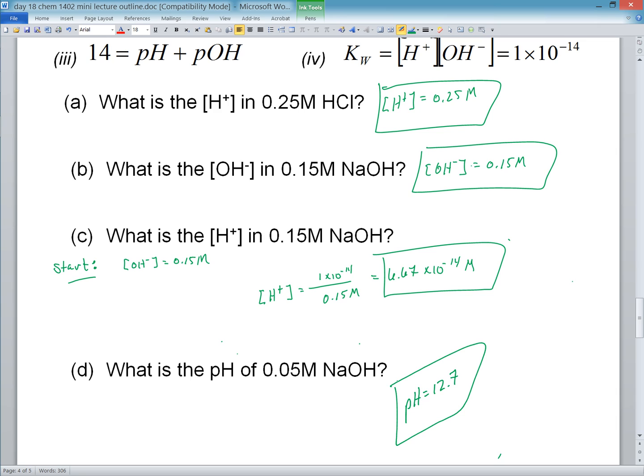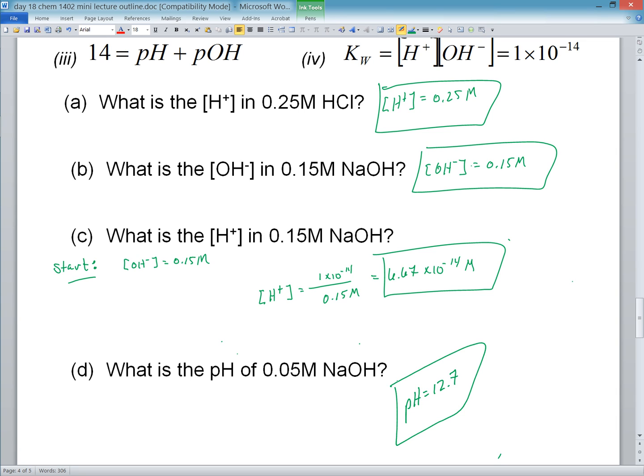Good. I see a lot of 12.7s. For part D, you should get 12.7 when you finally get it. Well, you could, but I think it's easier to use this one. Okay, and this number would go in the pOH. Yeah, take the log of it, though. Because you have to find pOH, and pOH is the negative log of this. So take the log of this, and that will give you this.